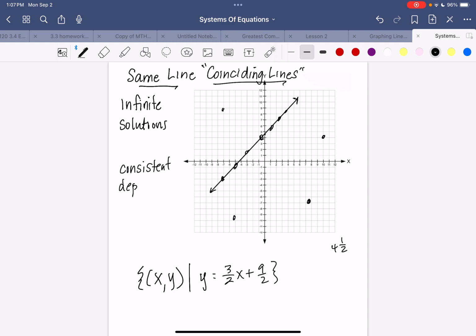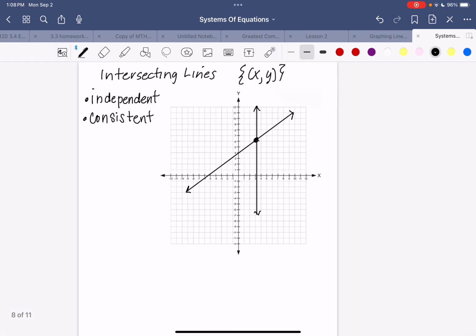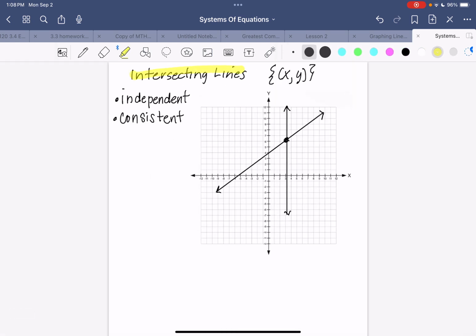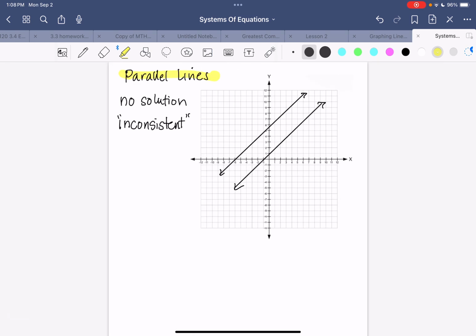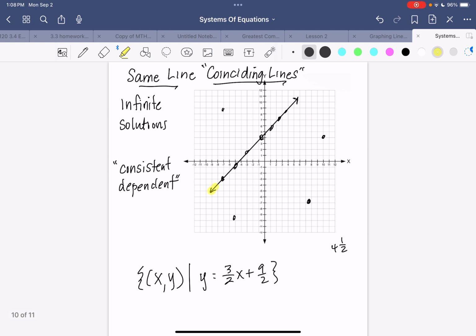Now, I am not going to test you on this verbiage, the consistent dependent or the consistent independent. Instead, what I want to know is that you know that intersecting lines cross at one point, that parallel lines have no solution because they never cross, and that if the equations represent the same line, then you're going to have infinite solutions, and that it's not every ordered pair. You have to put one of the equations into the solution set.